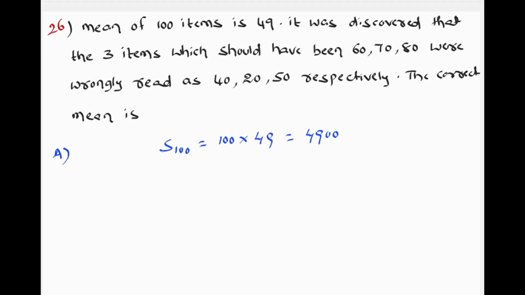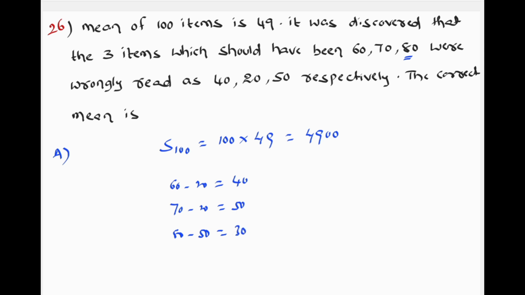Therefore the sum of the 100 observations will be automatically changed. So what should be added? We have to find the difference now. So 60 minus 40, that is 20. Next, 70 minus 20, that is 50. Next, actually 80 has to be taken, but 50 was taken. What is the difference? 30.